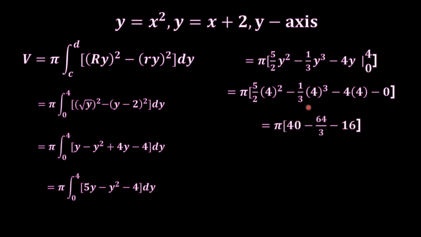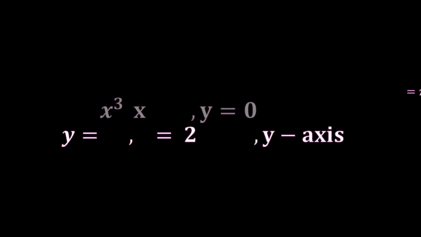So 4 raised to 2 is 16 times 5 is 80 over 2, which is 40 here. 4 raised to the 3rd power is 64, so 64 over 3. And 4 times 4 is just 16. And if you solve all of that, you will be getting the final answer of 8/3 pi. And that is it for the washer method.